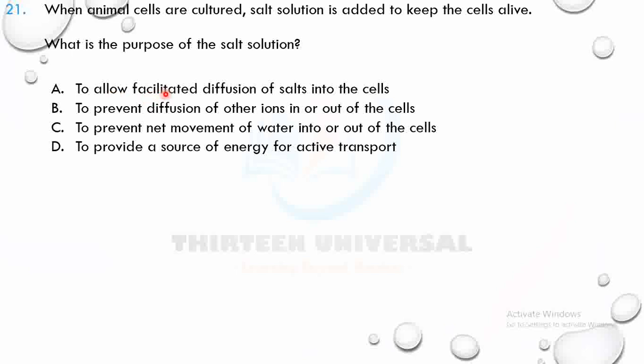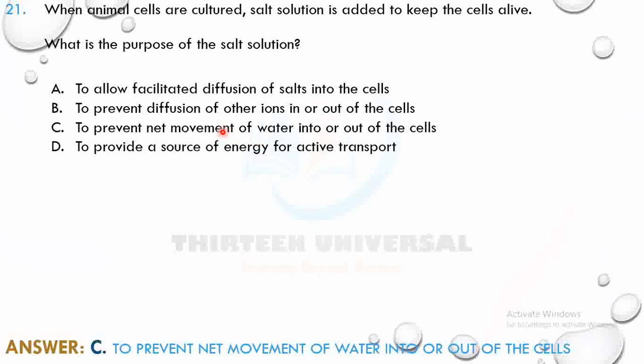A says to allow for the diffusion of salt, nope. To prevent diffusion of other ions, nope. To prevent net movement of water into or out of the cell, yes. So the cell remains the same size, it doesn't lose water, and it doesn't burst. It is not to provide energy, the cell can power itself. So C is the answer, to maintain the shape of the cell.